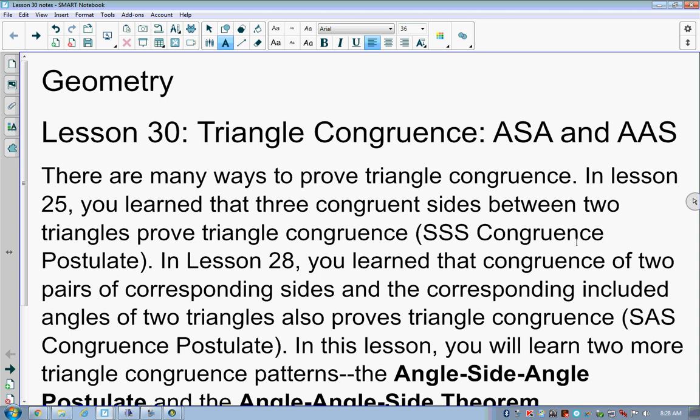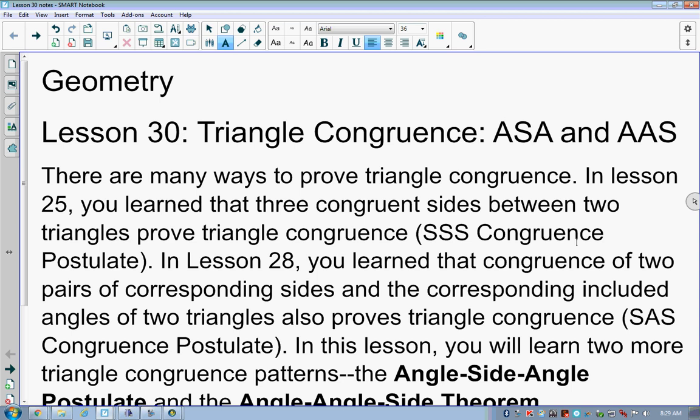Lesson 30 picks up where lesson 28 left off. In lesson 25 of geometry, we talked about the side-side-side congruency postulate between three triangles. In lesson 28, we talked about side-angle-side, so we learned about included angles and included sides. That's a side that exists between two angles, or an angle that exists at the vertex of two sides. Today we're going to talk about triangle congruence.